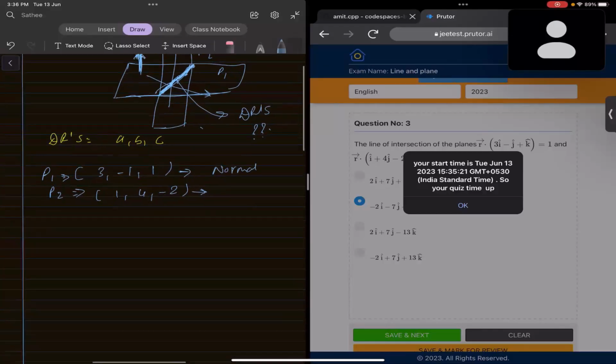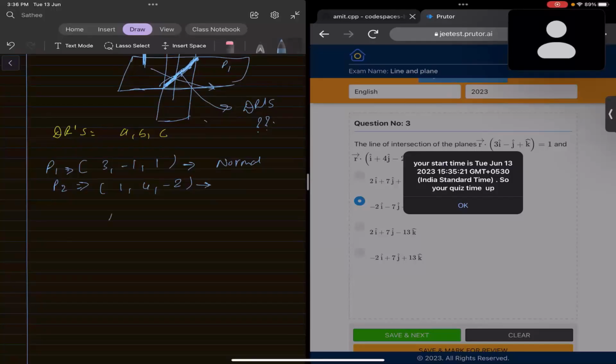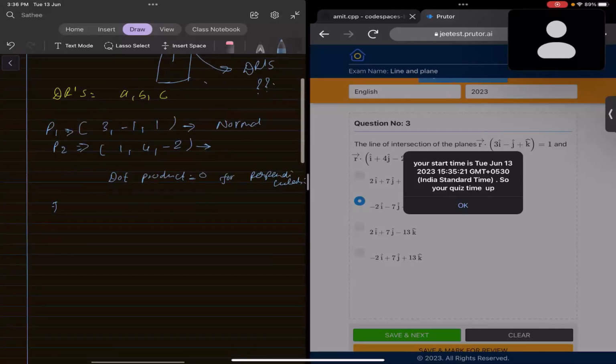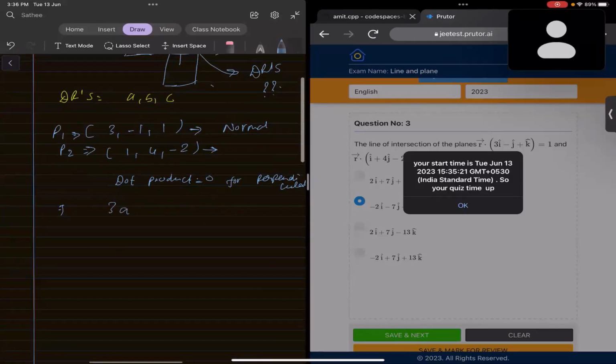And you know the condition of perpendicular, the dot product should be 0. So if we quickly make the dot product equal to 0, then this is equal to 3a minus b plus c equal to 0, and this should be a plus 4b minus 2c equal to 0. Okay, so you are getting these two equations and you know how to solve these equations.